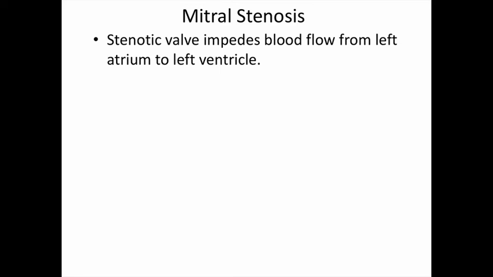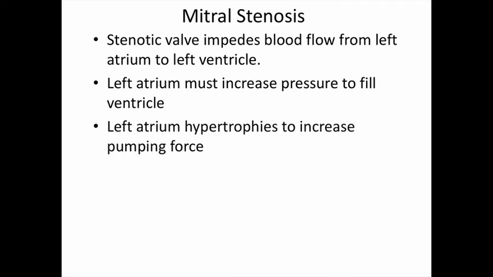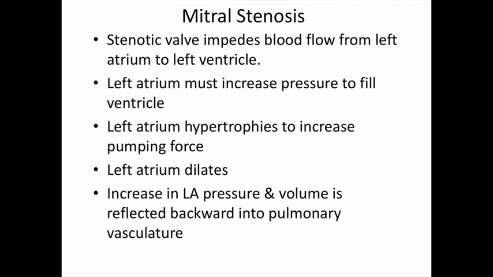So mitral stenosis: this is a situation where we have impeded blood flow, in this case because it's the mitral valve, from the left atrium to the left ventricle, which causes the left atrium to have to generate more pressure to fill the ventricle. So it's a pressure problem, and the left atrium is shouldering the burden. In response, the left atrium will hypertrophy to increase the pumping force against this narrowed, stenotic valve. The left atrium will dilate. This will increase left atrial pressure and the volume in the left atrium because it's not able to get all the way through. And then that gets reflected backward into the pulmonary vasculature. So these people are going to have pulmonary symptoms pretty early on with mitral valve issues.